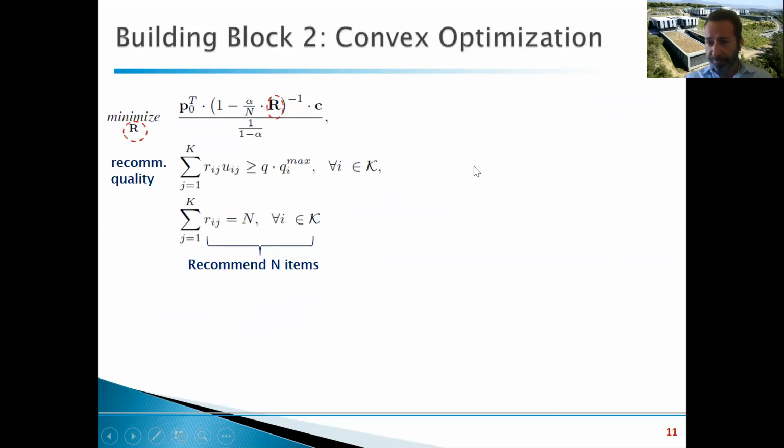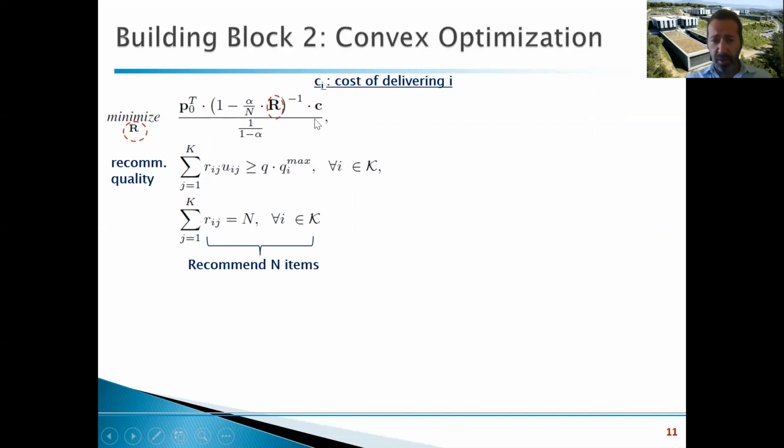Okay, that's great, right? And where does this get us? This gets us to a proper and clean optimization problem, where we have our control variables, we have our objective as a function of them, and we have a couple of constraints. This is a quality constraint. This just makes sure that we recommend exactly n items, whatever n is going to be.